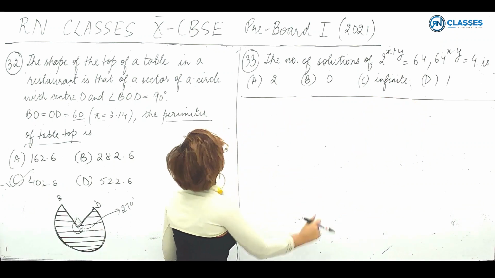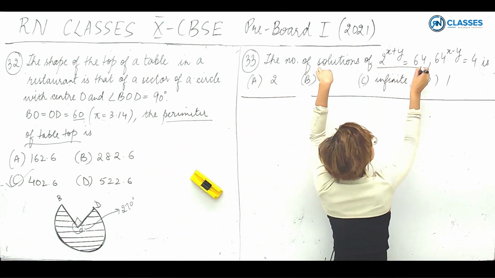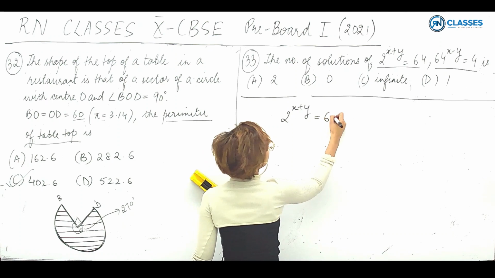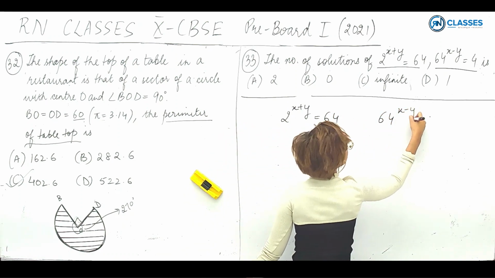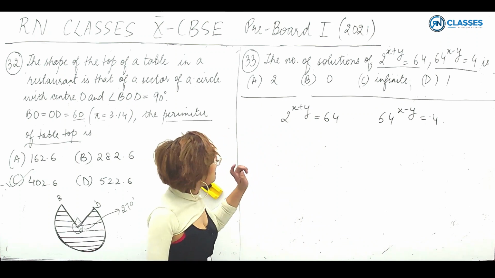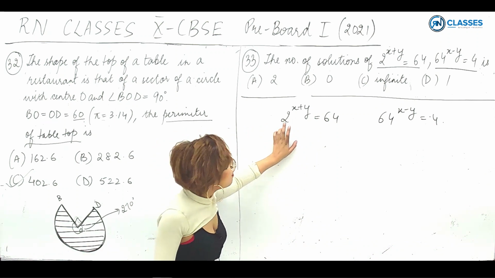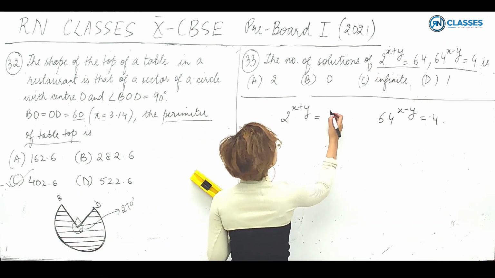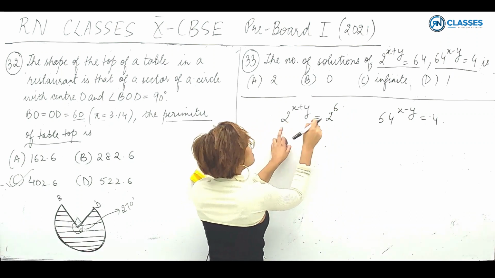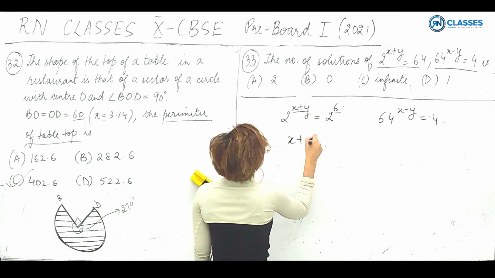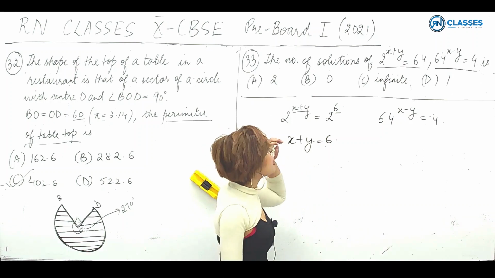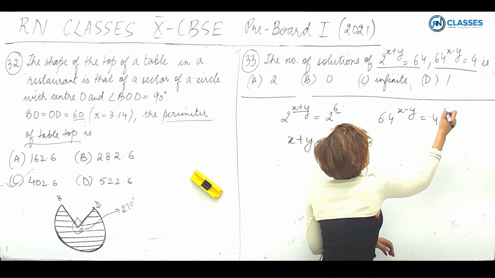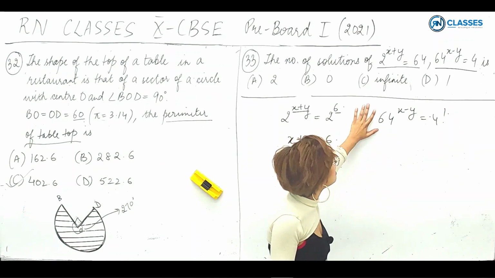Let's move on to that. Now, he says number of solutions of this and this. Right? Now, he says 2 raised to x plus y is equal to 64. And 64 raised to x minus y is equal to 4. Now, left hand side is in powers of 2. Right? Right hand side, can you write 64 as powers of 2? Definitely. 64 is nothing but 2 raised to 6. So, bases are same, powers will be same. So, x plus y is equal to 6. Right? And now, right hand side, I just have 4 raised to 1 as in power of 4. Right? Can you write left hand side as power of 4?